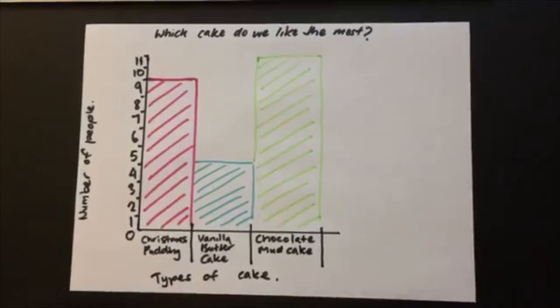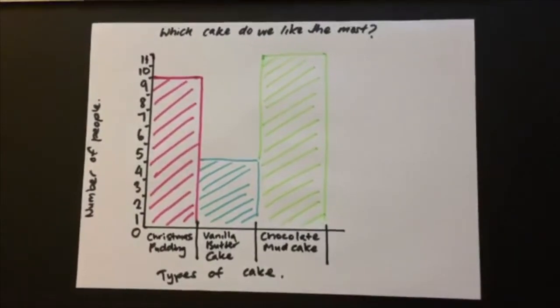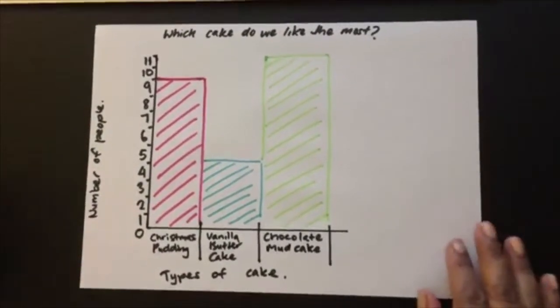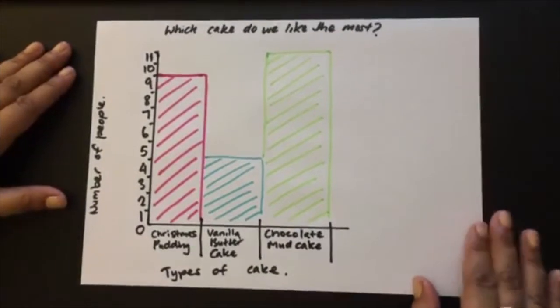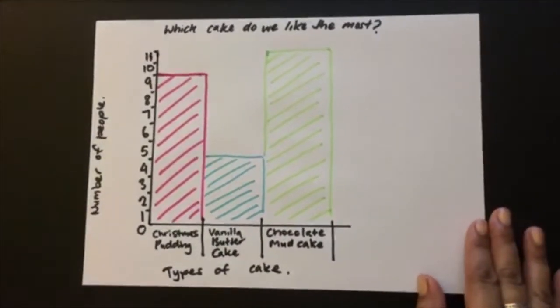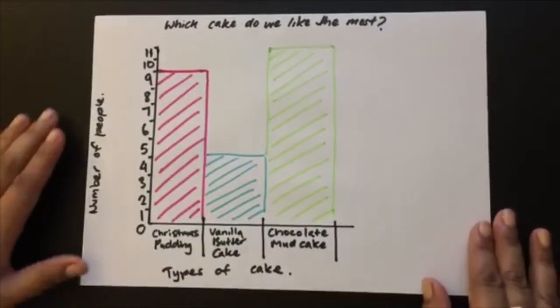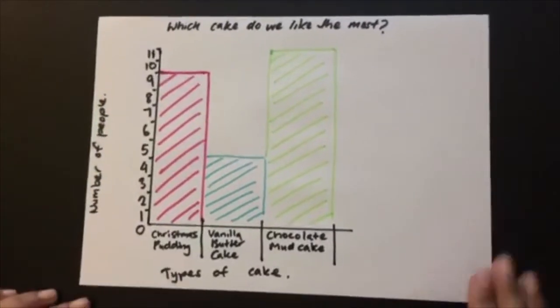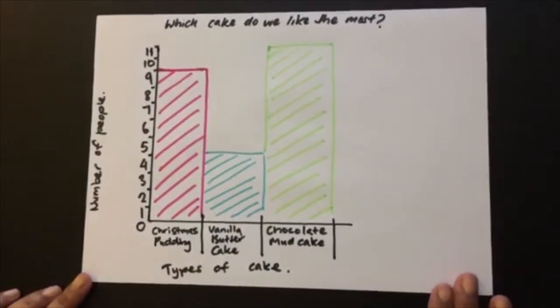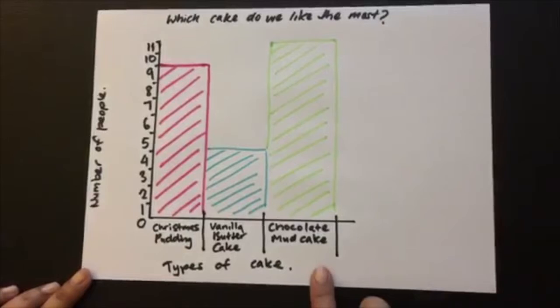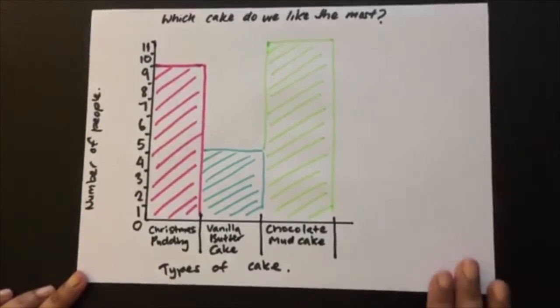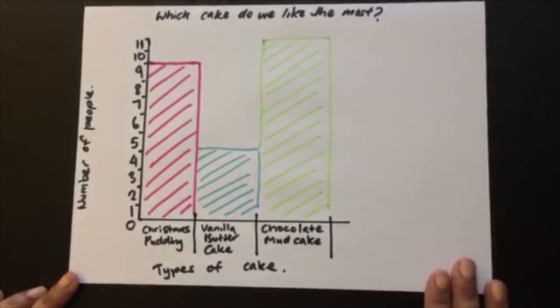So that is our bar graph, and that's finished. And that's quite easy. Now the reason why we do this is if someone that doesn't know what we are doing asks us which cake do we like the most, we can give them this bar graph and they can see straight away that the chocolate mud cake is the most popular cake.